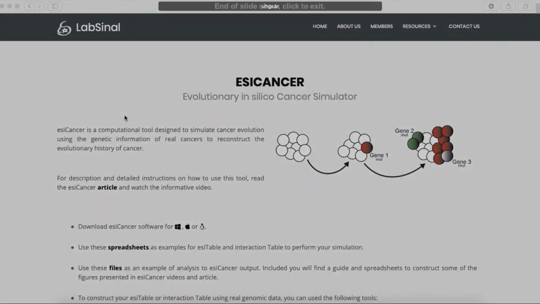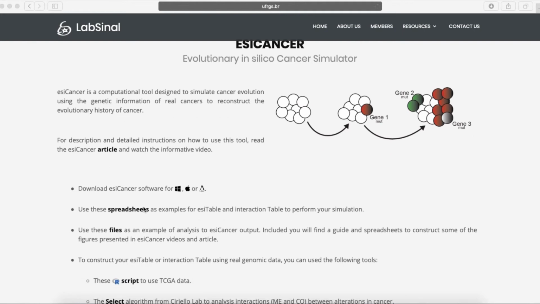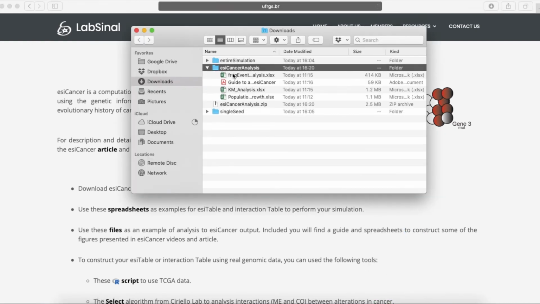These are only some examples on how to use Easy Cancer to explore key questions of the evolutionary aspects of cancer formation. A guide and spreadsheets to help you construct these figures are available at Labs in our website.